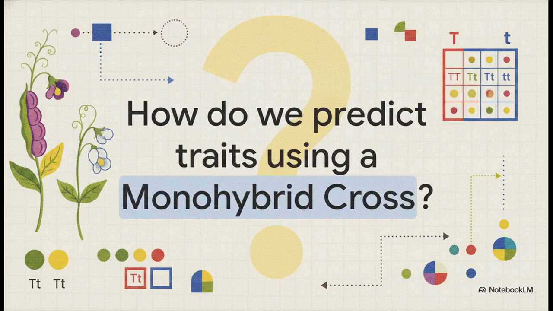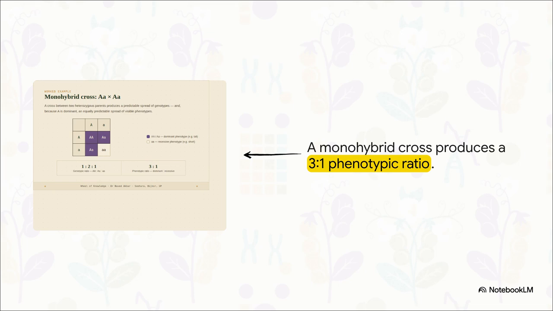All right, now it's time to apply these laws mathematically. So how do we actually predict the inheritance of a single trait using what's known as a monohybrid cross? This is exactly where the famous Punnett square comes into play. A monohybrid cross studies the inheritance of just one single trait, like crossing two heterozygous parents. If we chart their separated gametes on the top and side of the square, and then combine them, we get this highly predictable mathematical spread.